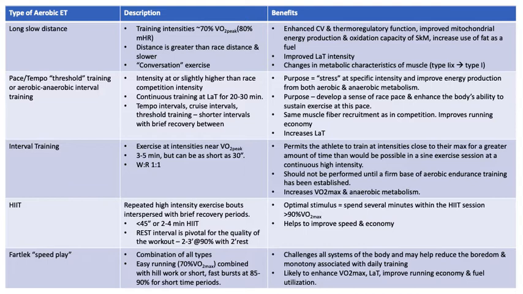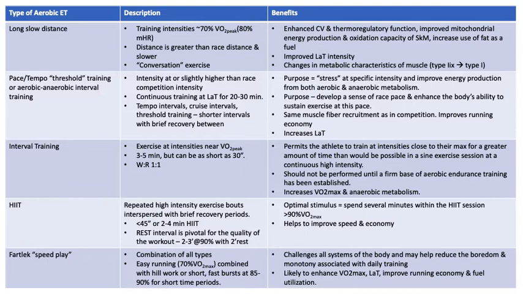Then there's interval training, exercise at intensities near your VO2 peak. They're usually 3 to 5 minutes in duration, but can be as short as 30 seconds. And the work to rest interval is 1-to-1. Okay, so you do a 5-minute effort, then you have 5 minutes off. Or you do a 3-minute effort and you have 3 minutes off. It's a 1-to-1 work to rest ratio. And this permits the athlete to train at intensities close to their max for a greater amount of time than would be possible in an exercise session at a continuous high intensity.